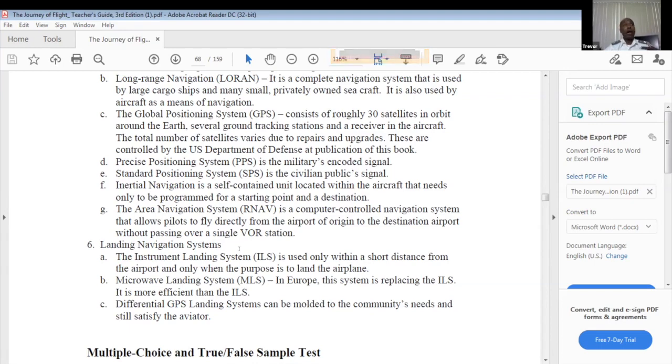RNAV, LPV, localizer performance approach, which are coupled to satellites like the Wide Area Augmentation System, RAIM. So those things are there to make it a more efficient and more precise type of navigation system.